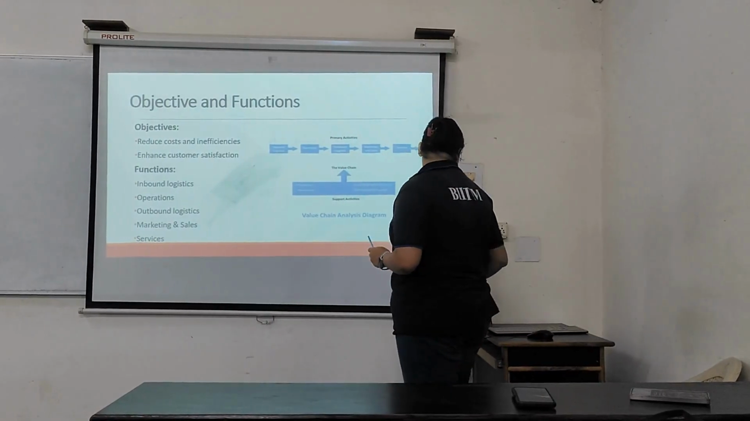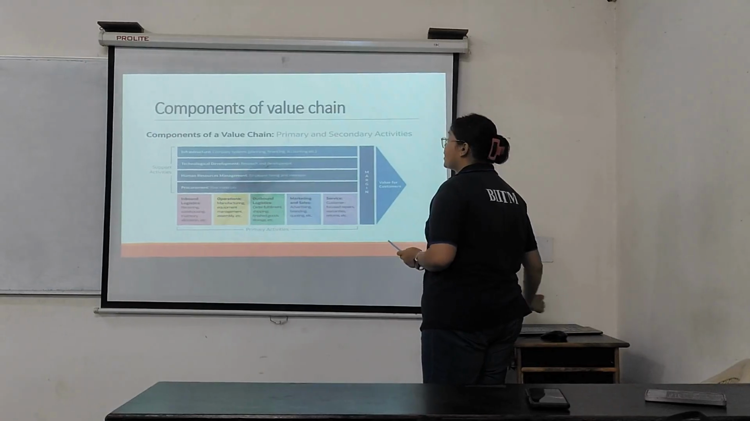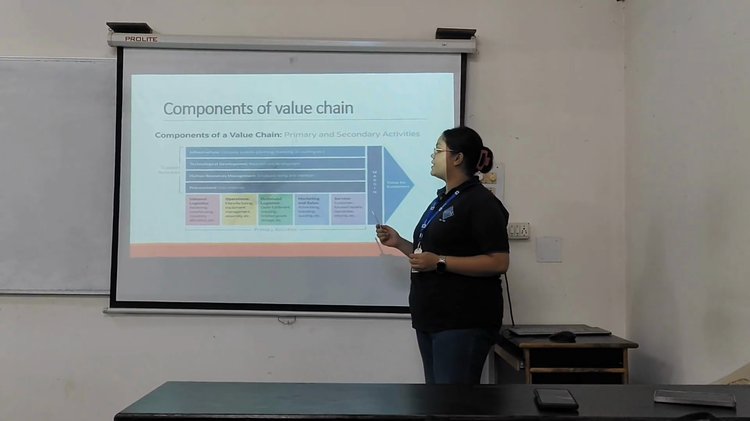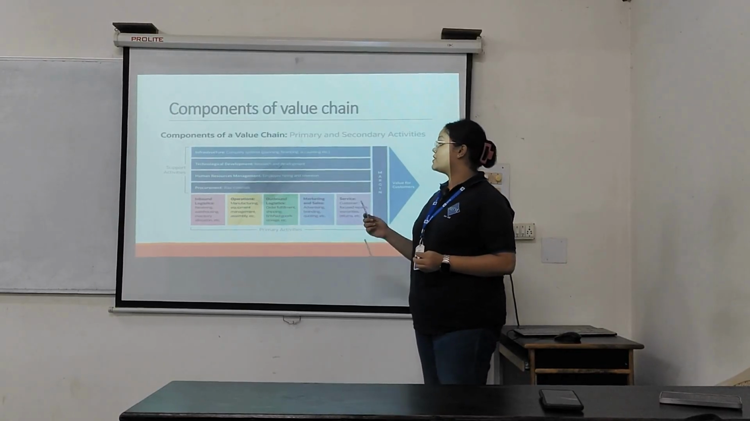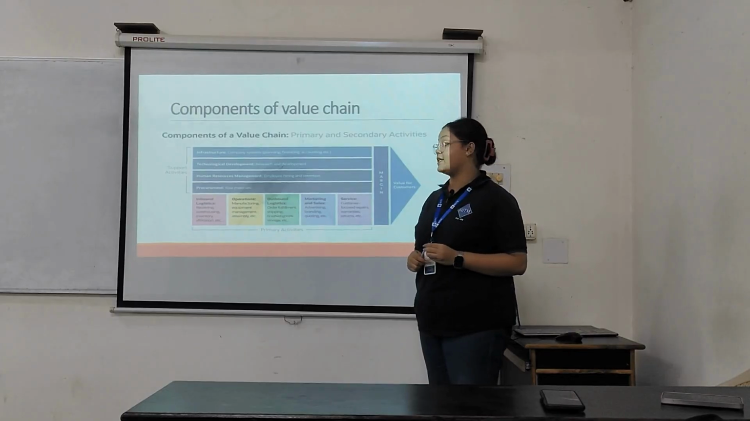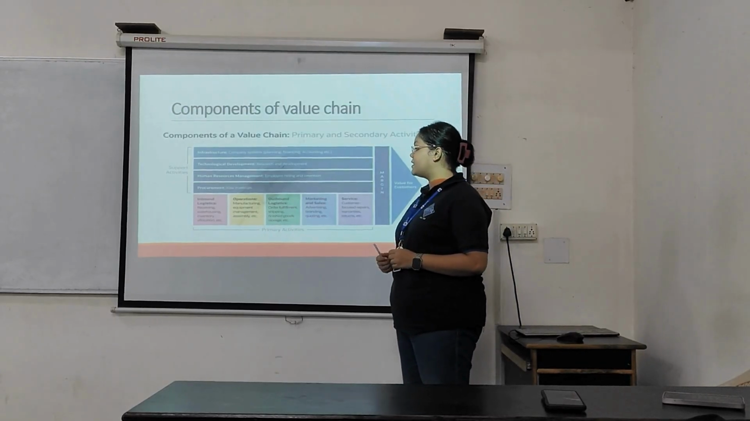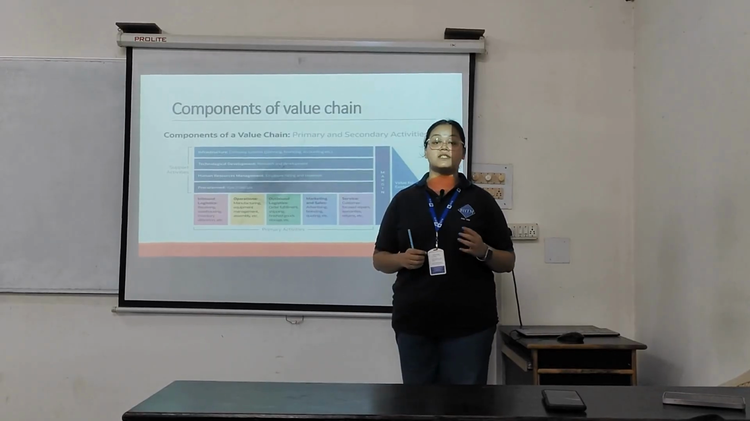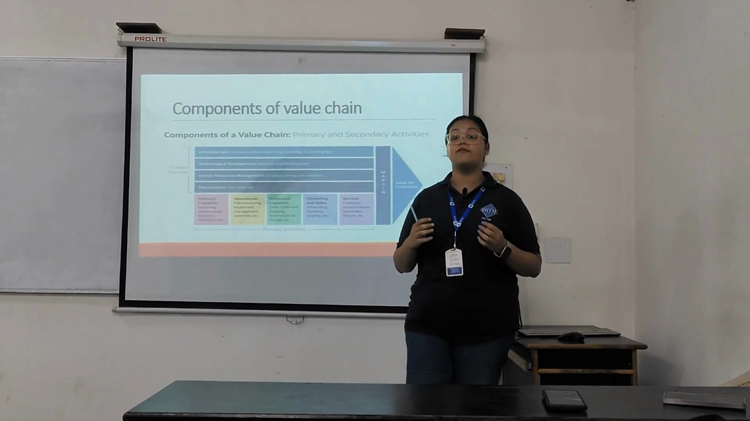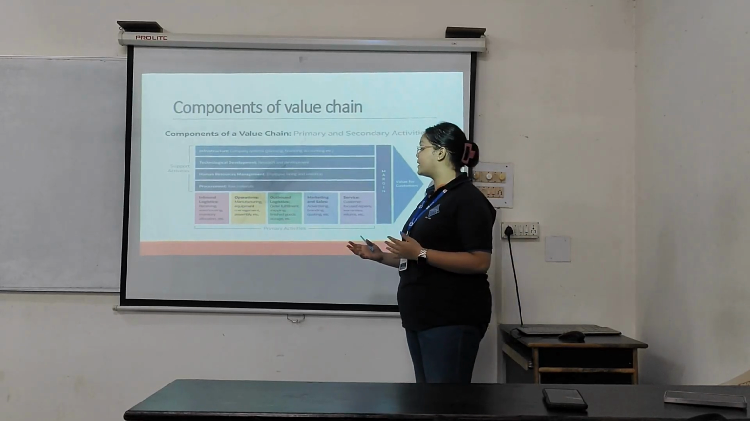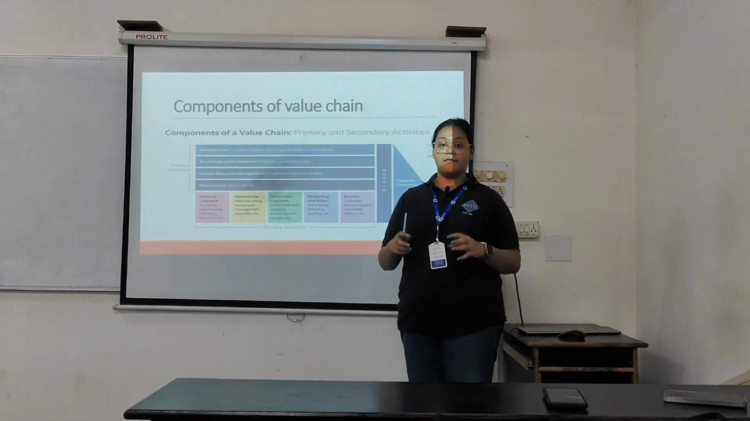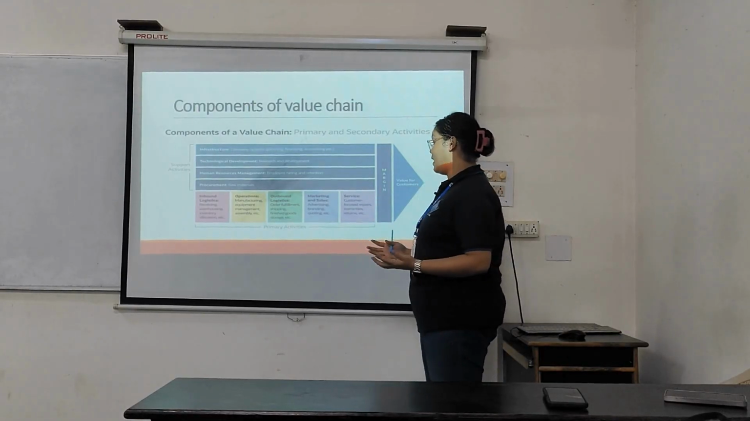Let's understand these functions through a flow diagram. The components of value chain include the primary activities and the support activities, which are also known as secondary activities. The primary activities include inbound logistics, which includes the receiving of raw materials, ordering of raw materials, transportation of raw materials, and keeping the raw materials in the warehouses.